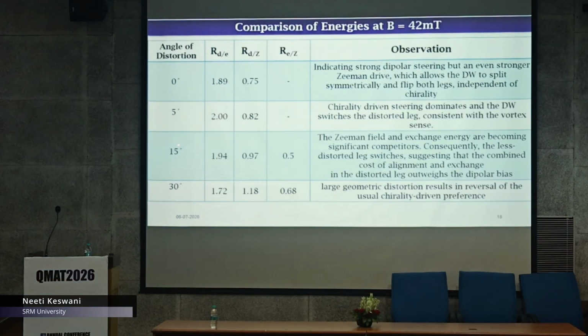But when I moved to 15 degree, now the D by E ratio is 1.94, but my D by Z and E by Z are becoming very high. So this causes the less distorted leg to switch first. Similarly, when I move to 30 degree, this is now 1.72, lesser than 1.8. For 0 degree, 5 degree and 15 degree, I was always getting a D by E ratio greater than 1.8. So when it is 1.72, that's causing the transition, and it's now a reversal of chirality driven behavior.